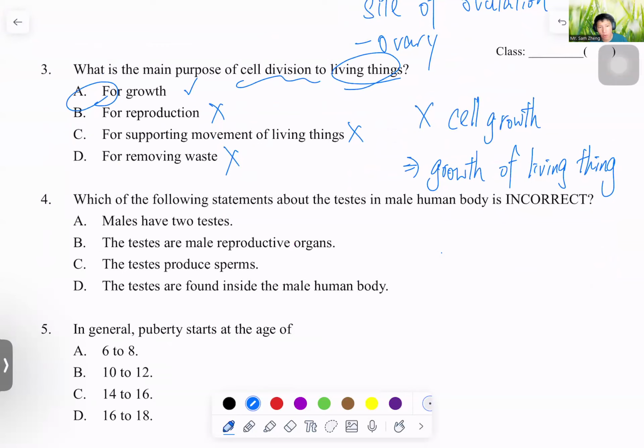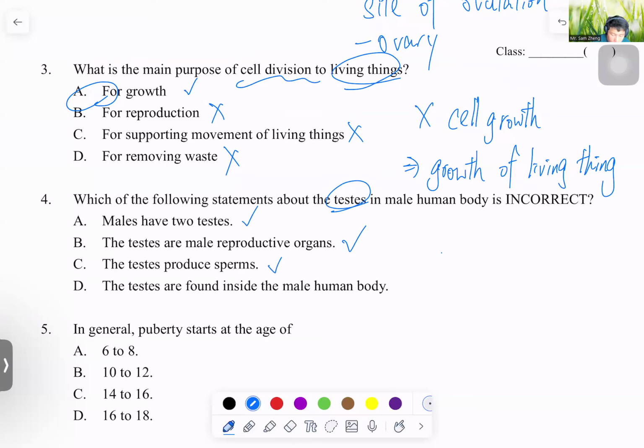Next, question number 4: which of the following statements about the testes in the male human body is incorrect? So the testes are the male reproductive organ, so B must be correct. And males have 2 testes, so that should be correct too. And the testes will definitely produce sperm. It is the reproductive organ that produces the sperm.